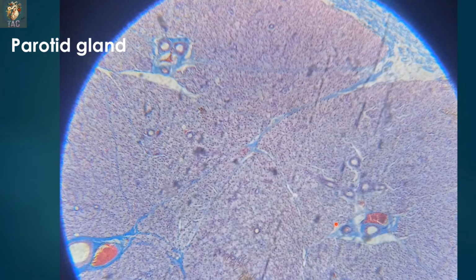The smaller ducts are these ones, which are the intercalated ducts, and these are the larger ducts.